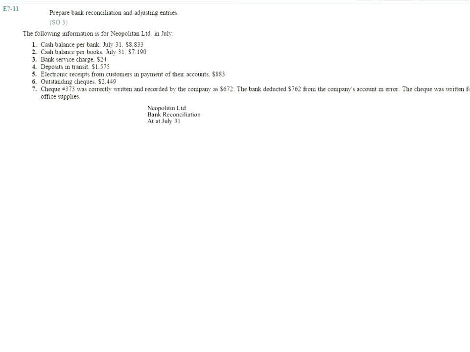We'll start on the left-hand side with balance per bank, and we'll put the balance there, $88.33. And on the right-hand side, balance per books. And we're going to go over here to $71.90. Okay, again, we're going to add any deposits in transit. And over here we've got, number 3 says we have bank service charges. So the bank knows about the service charges. We didn't. And so we need to record that cost on our books. So we're going to reduce our cash balance by bank service fees.